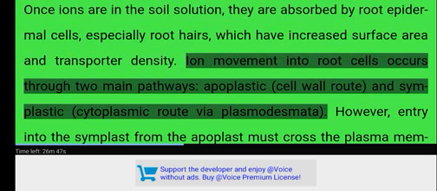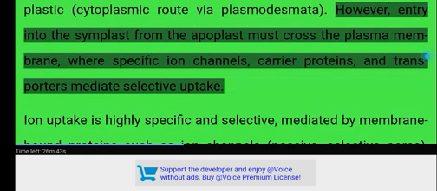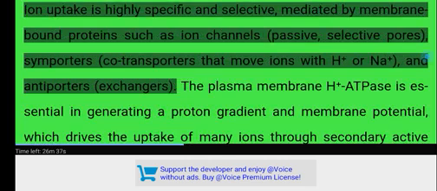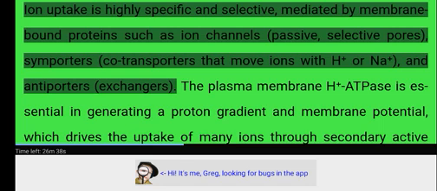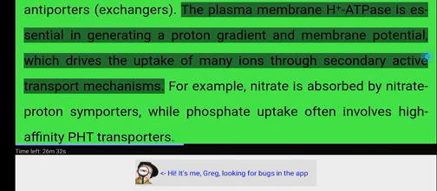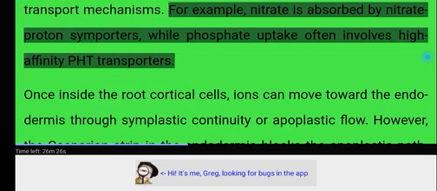Ion movement into root cells occurs through two main pathways: apoplastic, the cell wall route, and symplastic, the cytoplasmic route via plasmodesmata. However, entry into the symplast from the apoplast must cross the plasma membrane, where specific ion channels, carrier proteins, and transporters mediate selective uptake. Ion uptake is highly specific and selective, mediated by membrane-bound proteins such as ion channels, passive, selective transporters, co-transporters that move ions with H+ or Na+, and antiporters, exchangers. The plasma membrane H+-ATPase is essential in generating a proton gradient and membrane potential, which drives the uptake of many ions through secondary active transport mechanisms. For example, nitrate is absorbed by nitrate-proton transporters, while phosphate uptake often involves high-affinity PHT transporters.